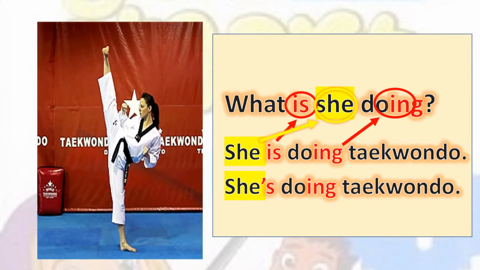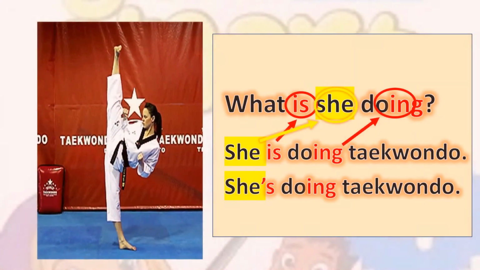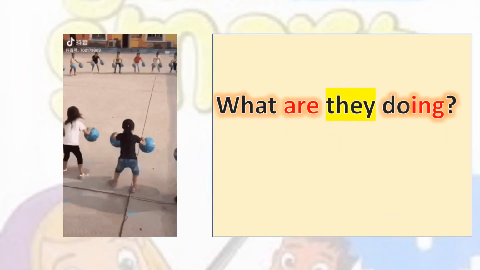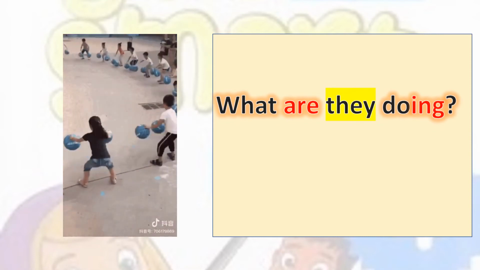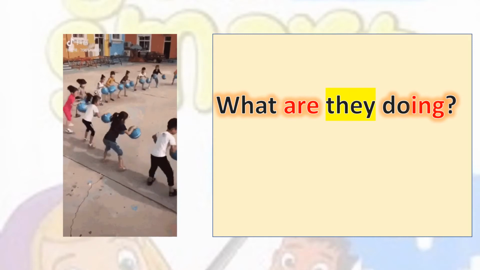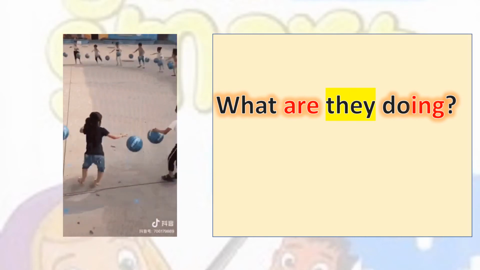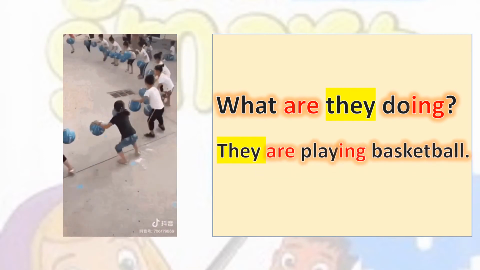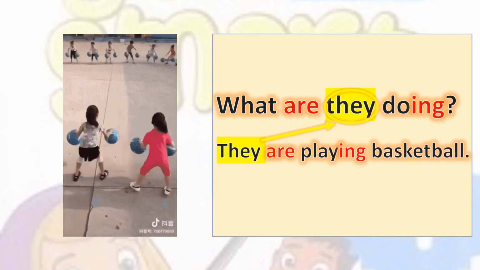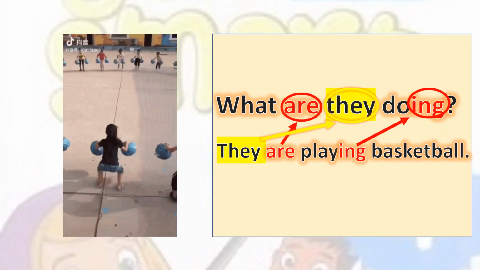Okay, for the next one, look at the picture. What is the question? What are they doing? What are they doing? So you can just say play basketball, but instead of play basketball, what you can do is you can say, first one, the subject first. They are playing basketball.